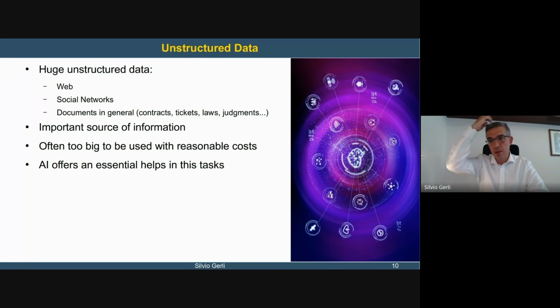There is a lot of information in this unstructured data, but it's difficult to extract this information from unstructured data, even because they are very, very big. So we have to evaluate also the cost, if we have humans reading every text, of course.